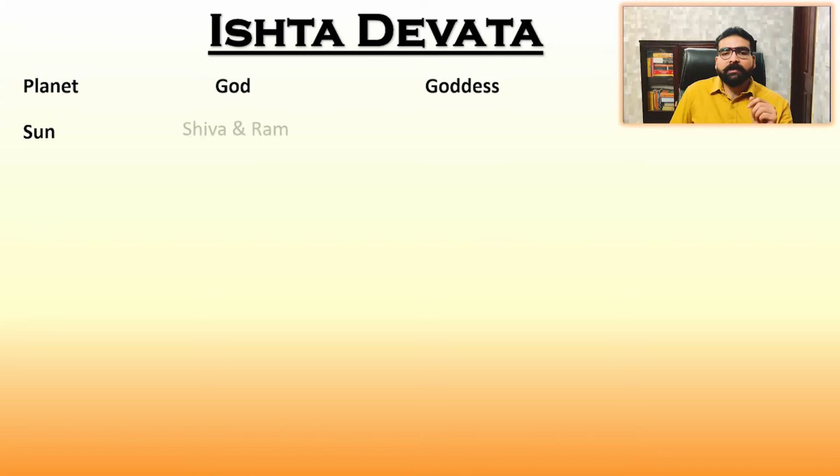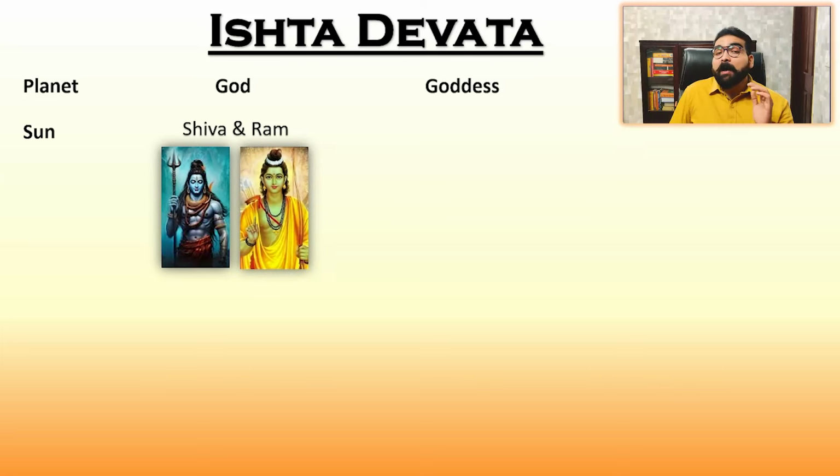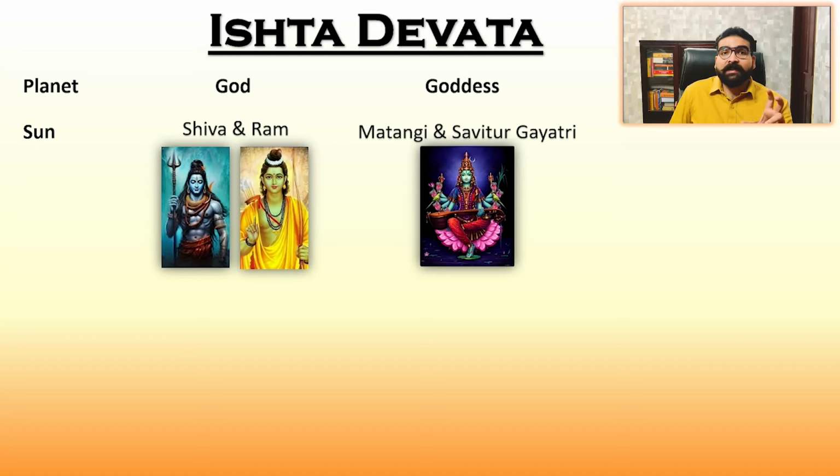So sun, in terms of God, it represents Shiva and Ram. If sun is alone, or sun is becoming the major controller, and it is in relation mainly with the moon or the Saturn, then it becomes Shiva. And Ram, let's suppose sun is with Jupiter, sun is with Mercury, then Rama, because Jupiter represents Rama, Vishnu. So Shiva and Ram. Goddess, it represents two Devis, one is Matangi and another is Savitur Gayatri. So Gayatri mantra which is there, that is of sun, Savitur Gayatri, Ved Mata Gayatri, giver of knowledge of Vedas. So that Devi and Matangi, a tantric form of Saraswati.